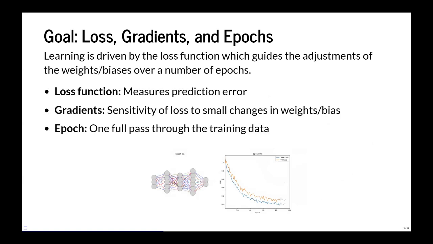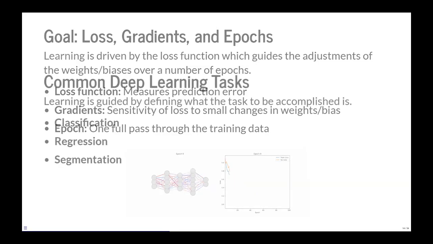We are trying to make those two validation and training losses minimized throughout multiple epochs. And an epoch is related to one full pass of the training data that we provide. The gradients, on the other hand, are the sensitivity of the different small changes that we see within these weights and biases, and I'm going to explain that a little bit further later on.